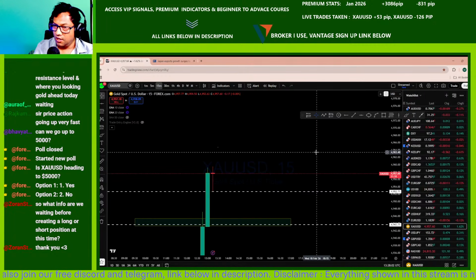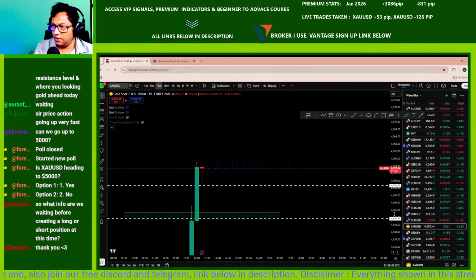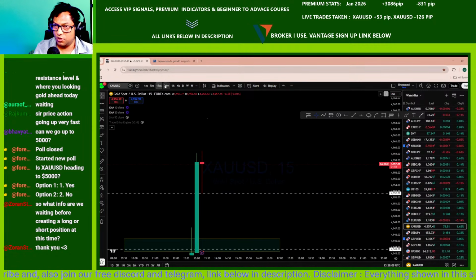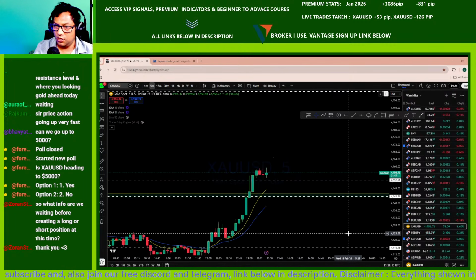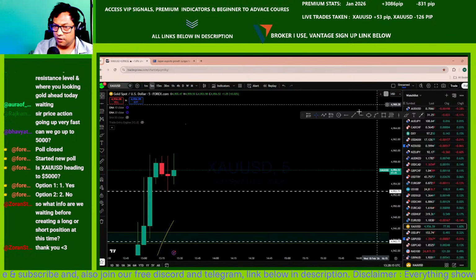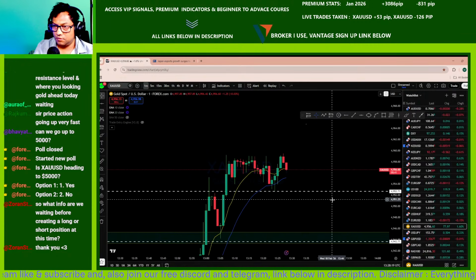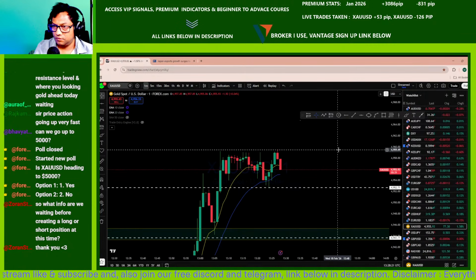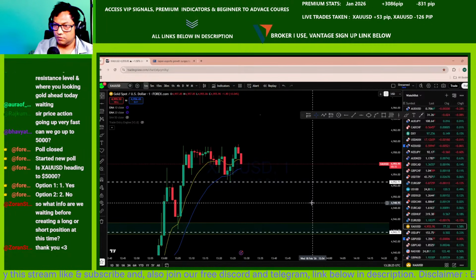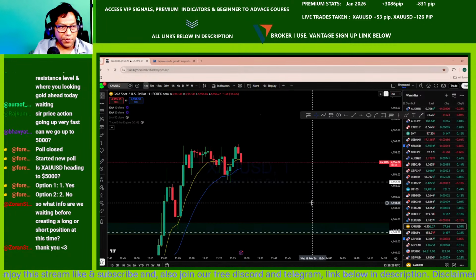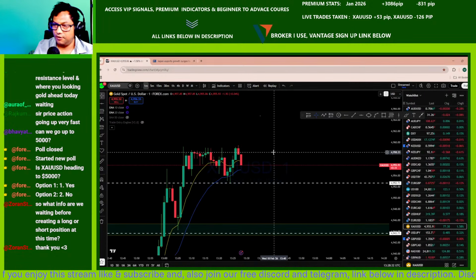as we are almost nearing the progress of the session, and 4952 support is an important level that we are looking at to create a new higher high. Okay, I'm preparing for a potential entry after a break of this support here.